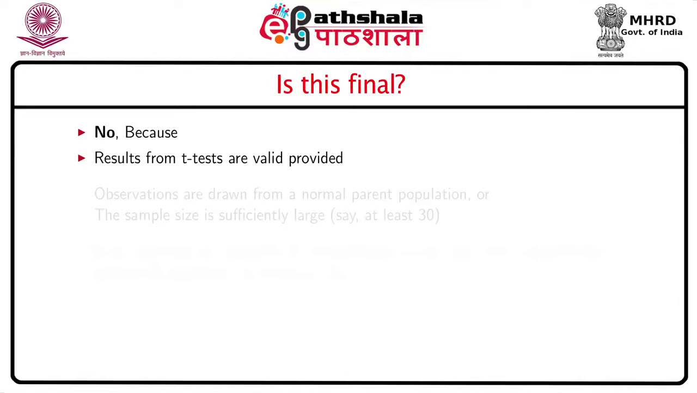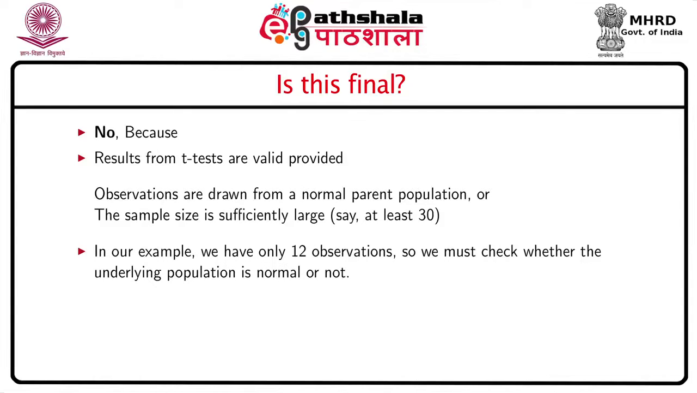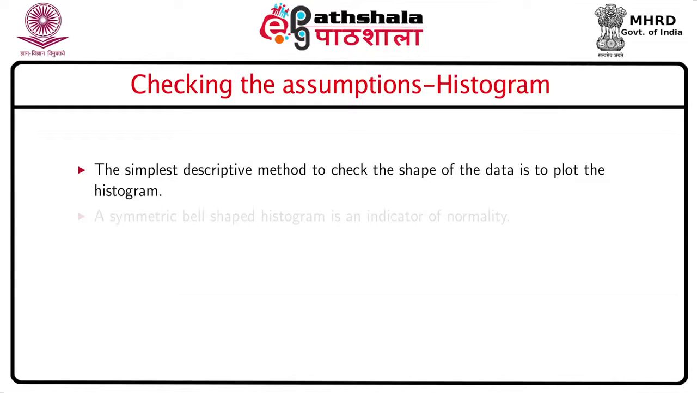In fact, these t-tests are valid provided the observations are drawn from a normal parent population or the sample size is sufficiently large, say at least 30. In our example, we have only 12 observations, so we must check whether the underlying population is normal or not. What do we do? We use some simple descriptive techniques.